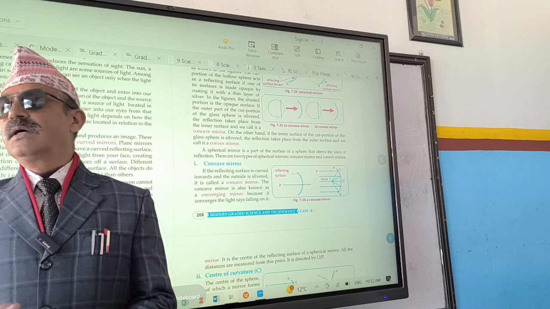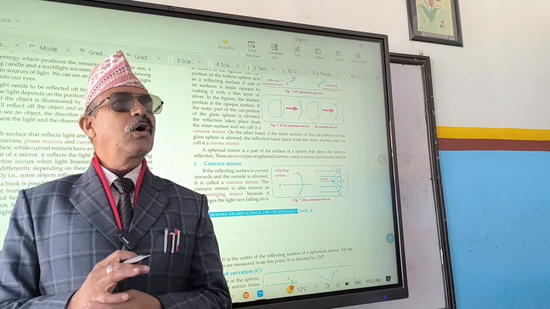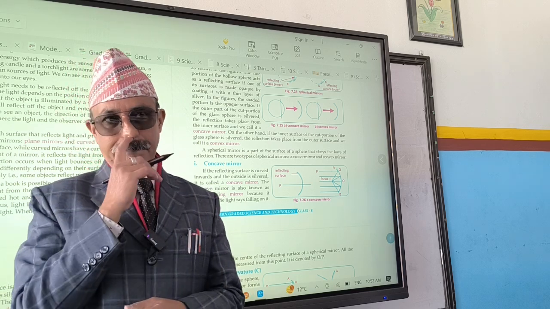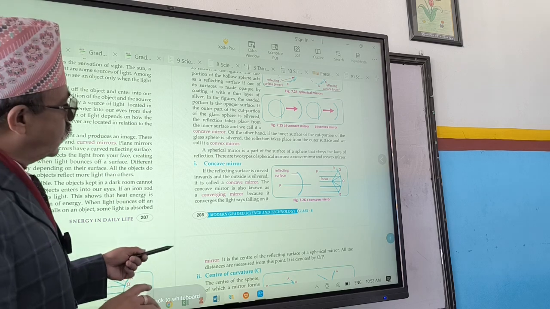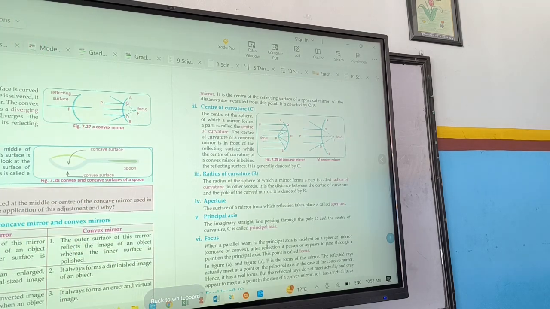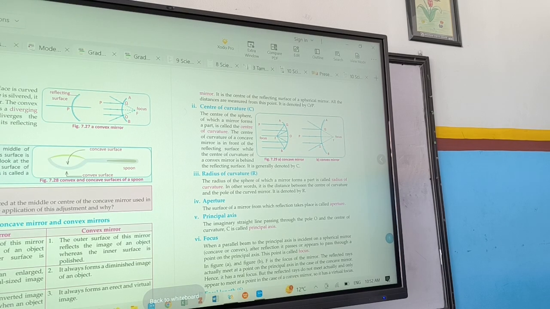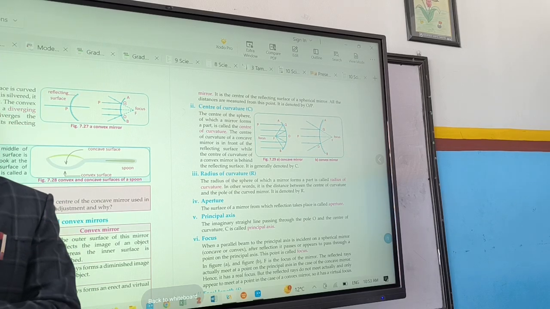Okay. Question number 1. Define concave mirror. Why is it called converging mirror? Point number 2. Define convex mirror. Why is it called diverging mirror?